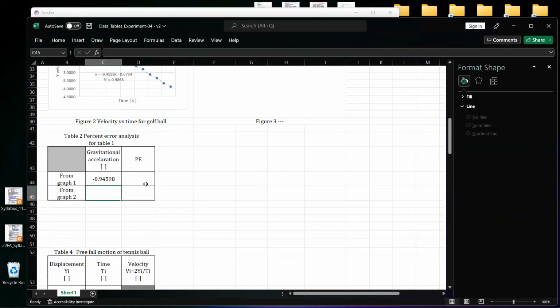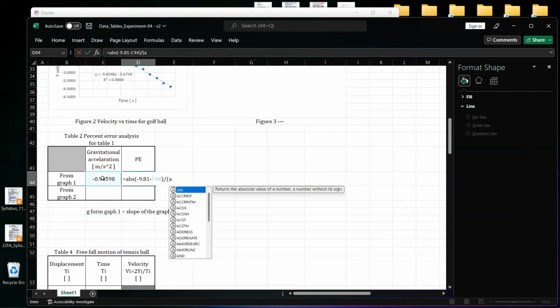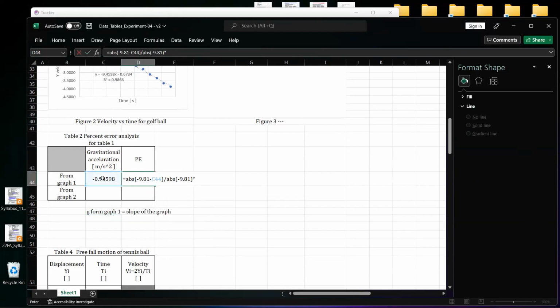-9.4598. That's good. It's better value, meter per second squared. And then PE, let me write it down here. G from graph 1, which is equal slope of the graph. Okay. And PE, maybe is -9.81 minus C44 divided by C, open bracket negative 9.81, close bracket 9.81.